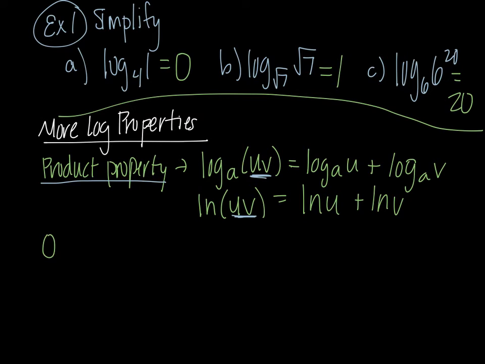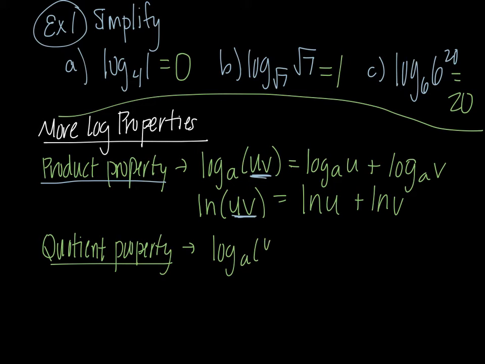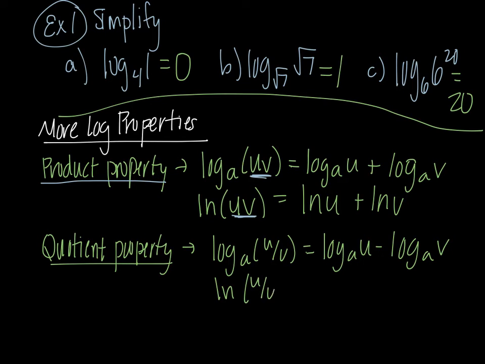The next one is the quotient property. And that is log base A of u divided by v equals log base A of u minus log base A of v. And again, we could write this with natural logs as well. The natural log of u over v is going to equal the natural log of u minus the natural log of v.